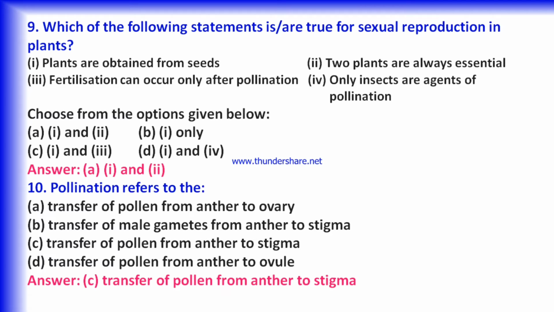Okay, clear? Next question. Pollination refers to the transfer of pollen from anther to ovary, transfer of male gametes from anther to stigma, transfer of pollen from anther to stigma, or transfer of pollen from anther to ovule. The right answer is transfer of pollen from anther to stigma is called pollination. Next question.